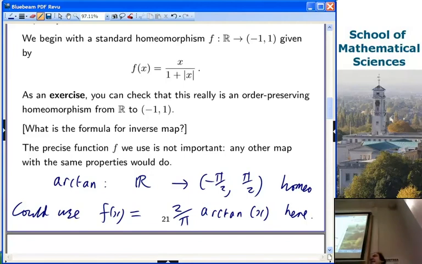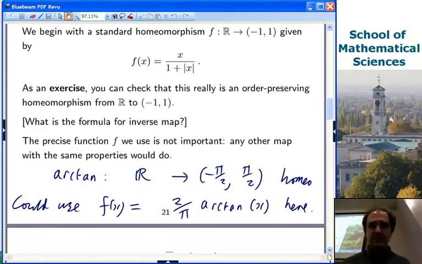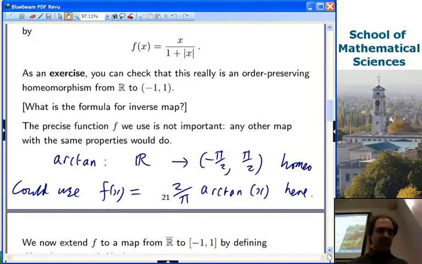Actually, it doesn't even matter. It doesn't really have to go to minus 1, 1. Any open interval would have done anyway for the rest of the argument. You just have to move things around a bit. But I don't really care. So you've done one of these.